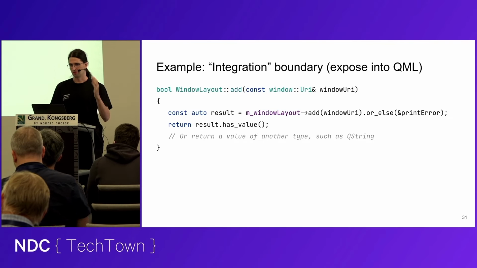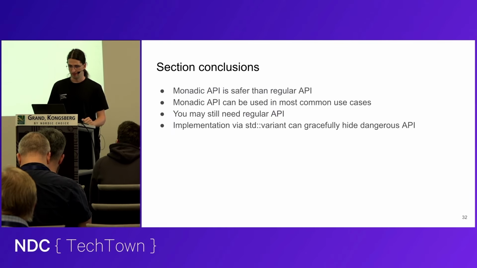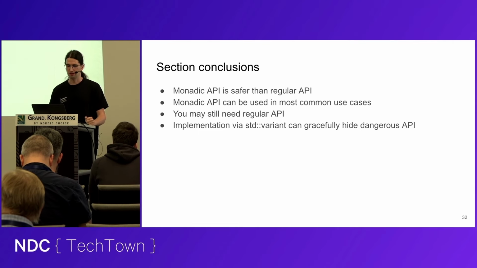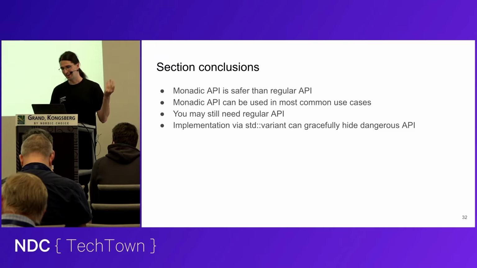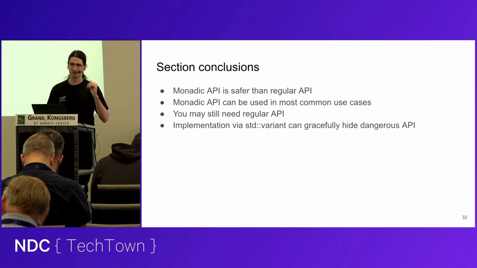So that's how it works, and it's what's called an integration boundary, potentially. We have some conclusions here. Monadic API is safer than regular API. That should be the default option, and probably the regular interface should not be that easily accessible.